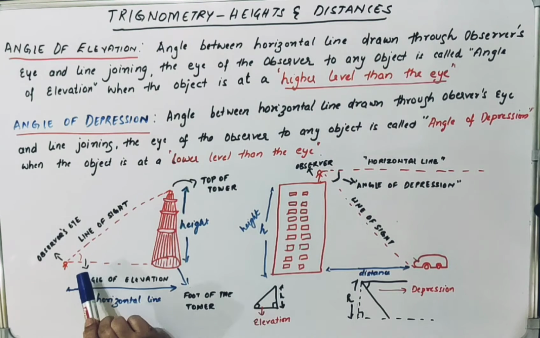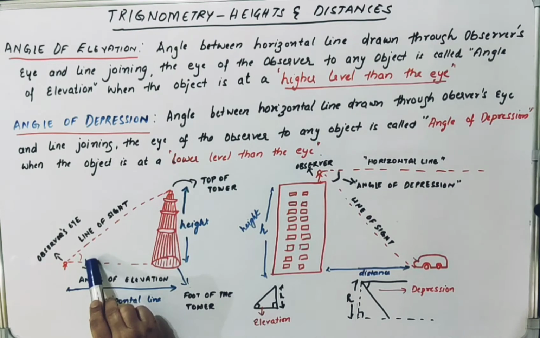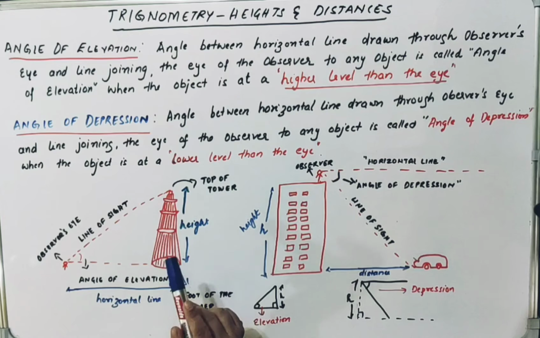Now, why is it called angle of elevation? Because he has to elevate his eyes or his head to look at the object. So it is called as angle of elevation. So this we call as the height of the tower. And this is the foot of the tower.